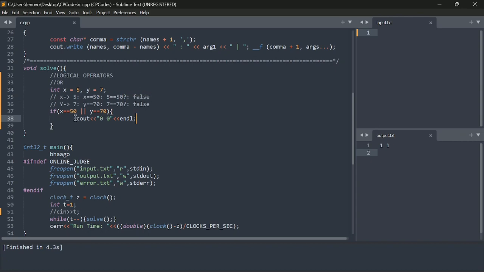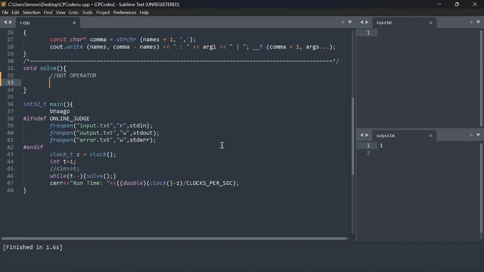So it's false. Since both the conditions are false, we will not be getting any kind of output, because the OR operator needs at least one condition to be true. So you just saw that there is no output because the block won't be executing. I hope that you are clear with the OR operator also. Now we will be talking about the NOT operator.